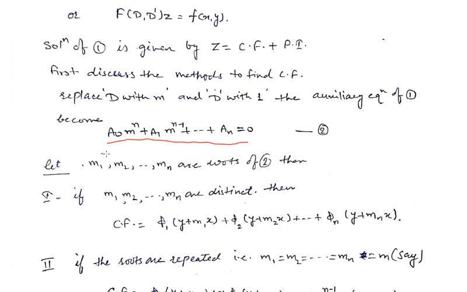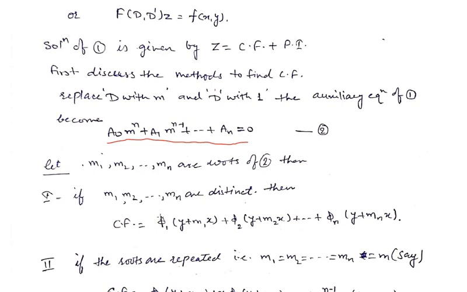If all these m1, m2, ..., mn are distinct, then CF is equal to phi 1 (y plus m1x) plus phi 2 (y plus m2x) plus so on, phi n (y plus mnx). Here phi 1, phi 2, ..., phi n are arbitrary functions. So these are n arbitrary functions.